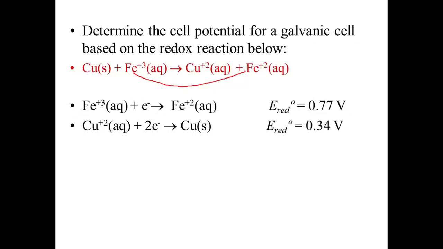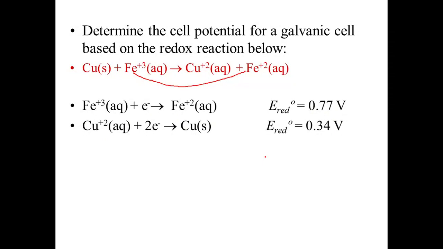When you have some of your transition metals, they can often just be reduced to a lower charge rather than all the way to the neutral metal. So if we were to look up on our reduction potential chart, we would see iron 3 plus gaining an electron going to iron 2 plus would give us this voltage, and copper 2 plus gaining 2 electrons to form copper solid would give us this.